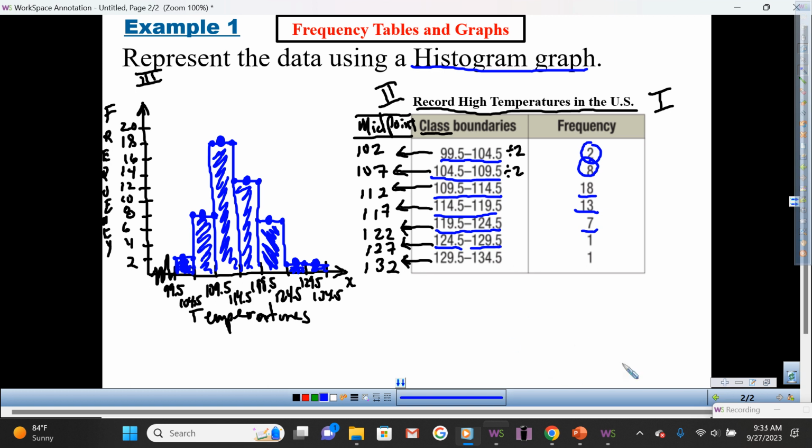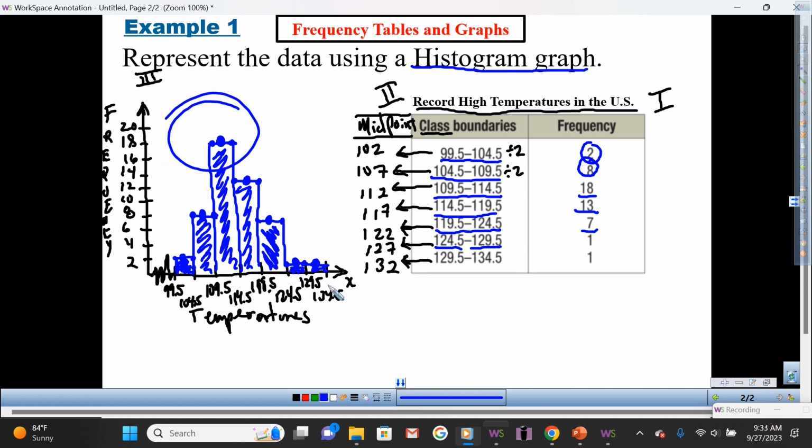All right. Looks like Jaden's got it. Very good. Joel's got it. Very good. But we're going with Caleb. What can you conclude, Caleb, from the graph? Okay, so from the graph, he concluded that the record high temperature is between 129.5 and 134.5. Okay, that's one observation. How about this one?